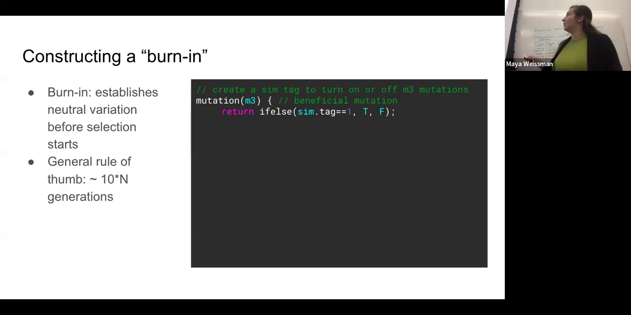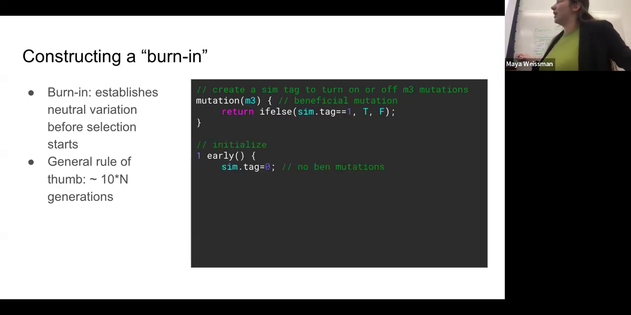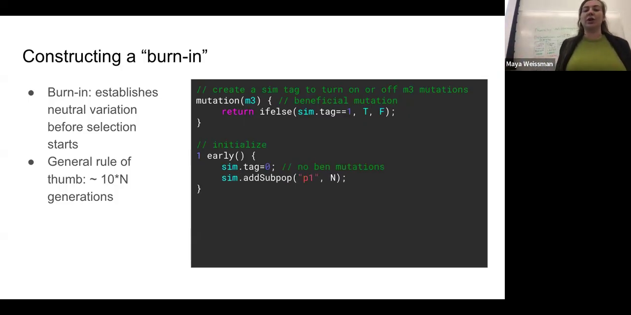And I'm going to add within mutation M3 this sim tag. So return if else sim tag equals 1, true, false. So this little mutation M3 sim tag function is just saying that if I have my sim tag equal to anything other than 1, I'm not going to let M3 mutations happen. And so after the initialize stuff, when I do the early thing, I might set sim tag equal to 0, which allows no beneficial mutations to occur.